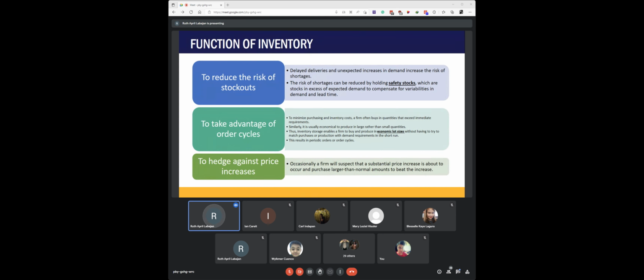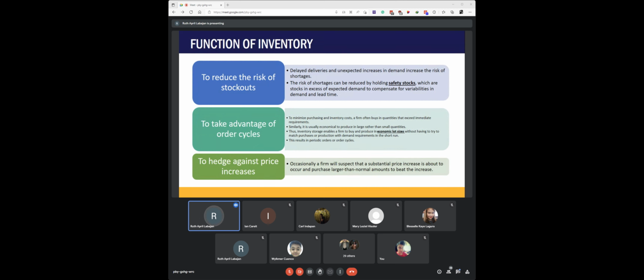Now in that case, if delivery is delayed, of course, your operations might be affected if you don't have safety stock. Meaning to say, safety stocks are stocks which are in excess of expected demand, so that when there are variabilities in demand or variabilities in lead time, you will still be able to continue with the operation using the safety stock.